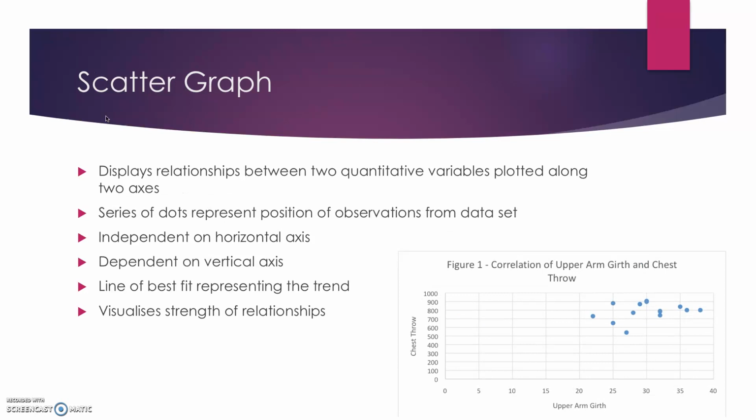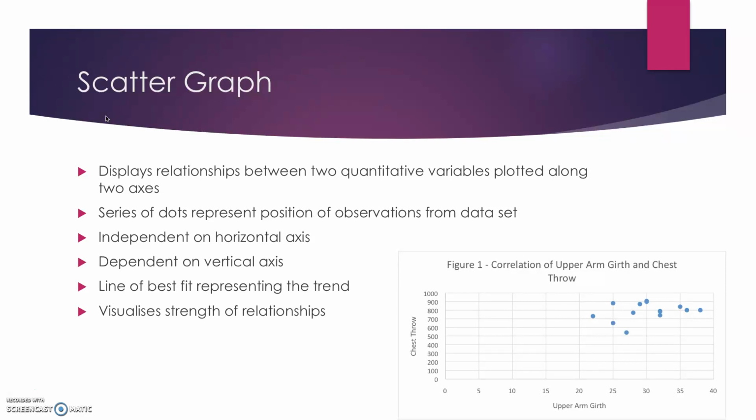The second way of presenting data is with a scatter graph. These also display relationships, but between 2 quantitative variables plotted along 2 axes. Again, my example is down here, and this graph shows the correlation between the participants' upper arm girth and their chest throw.